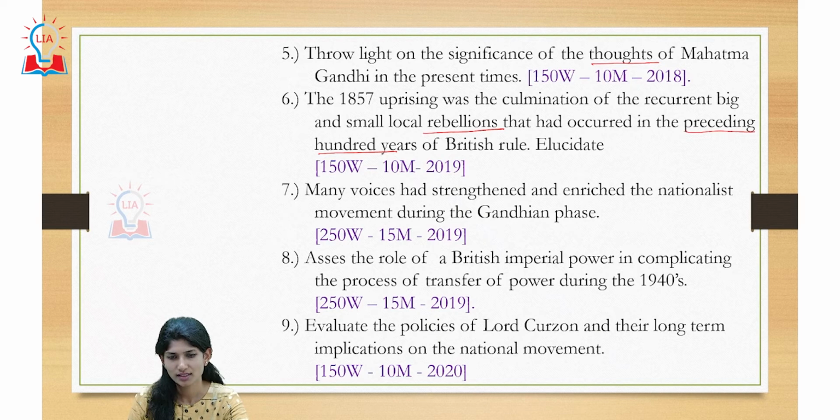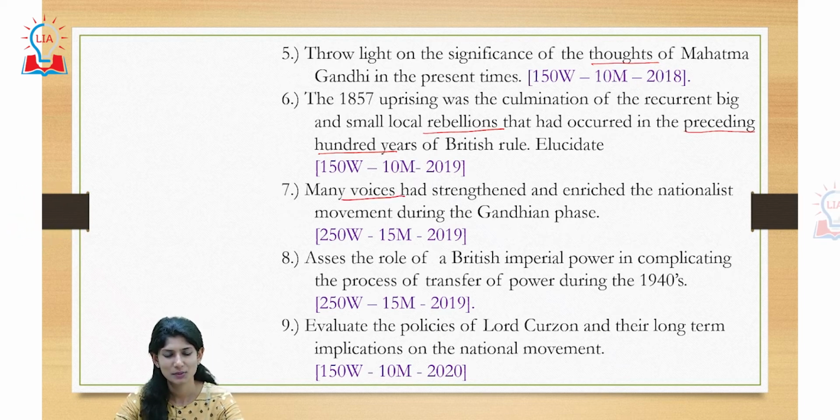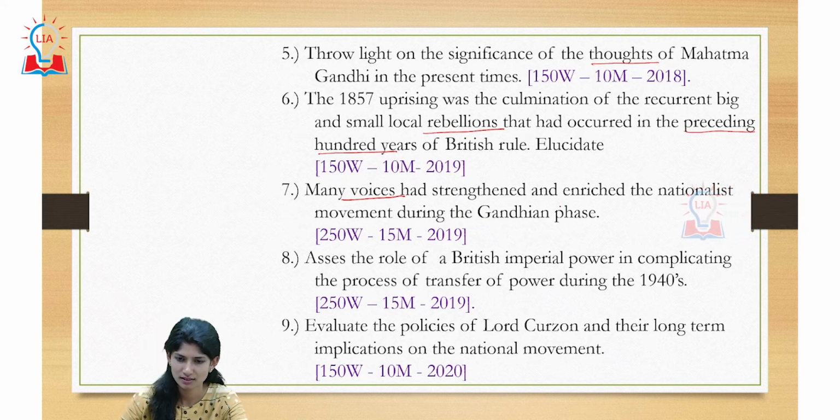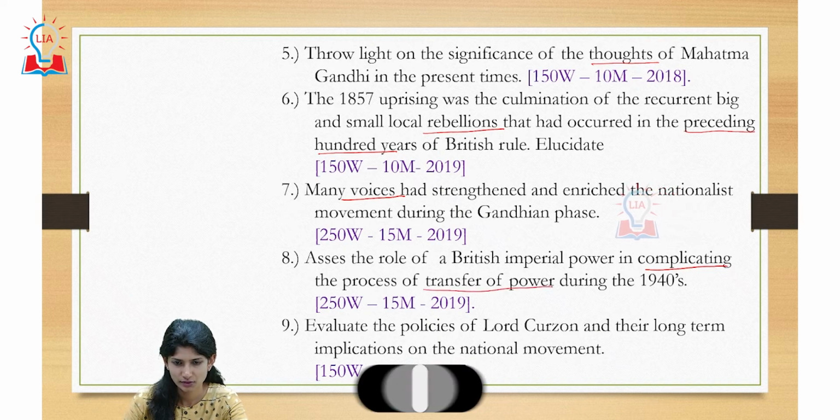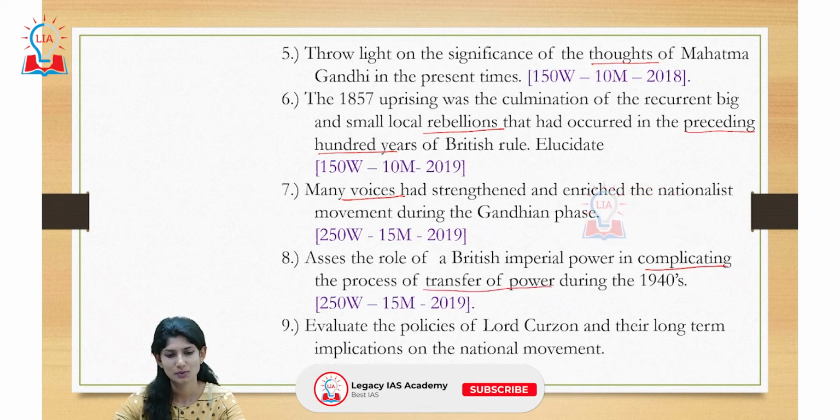Many voices had strengthened and enriched the nationalist movement during the Gandhian phase. Again, your hotspot question. Okay, next one. Assess the role of the British imperial power in complicating the process of transfer of power during the 1940s. Okay. Transfer of power. Okay, next one.